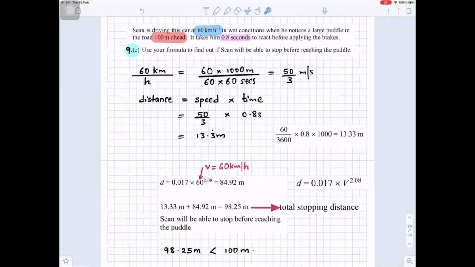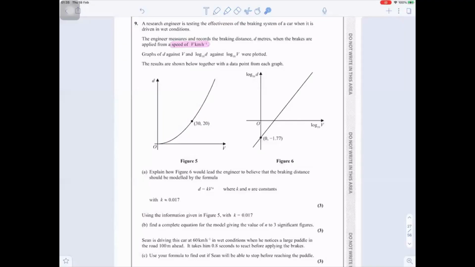So we want to find the total stopping distance. So it's that 13.33 meters plus the 84.92 meters. That gives you 98.25 meters as a total stopping distance. But that is smaller than 100. So Sean will be able to stop before reaching the puddle, because the puddle is 100 meters away and he only needs 98.25 meters to stop. That's question 9.